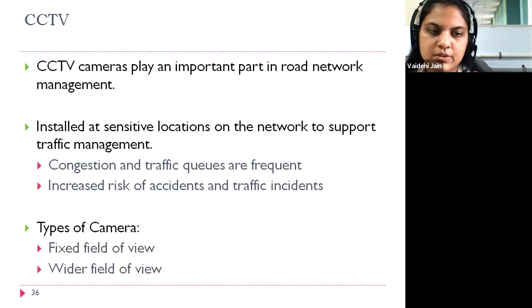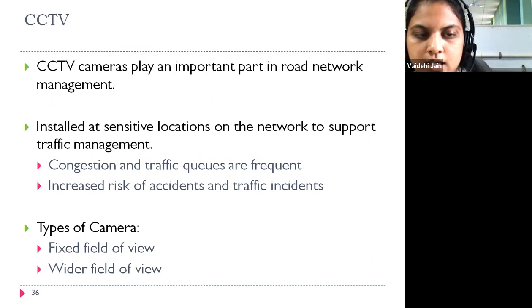Now, the next component is CCTV cameras. We are all aware of CCTV cameras. With CCTV, we can manage all the parts of road network management. It can be installed at the required locations for traffic management, where traffic queues or congestion are frequent or the risk is increased. At that point, we can install the CCTV.